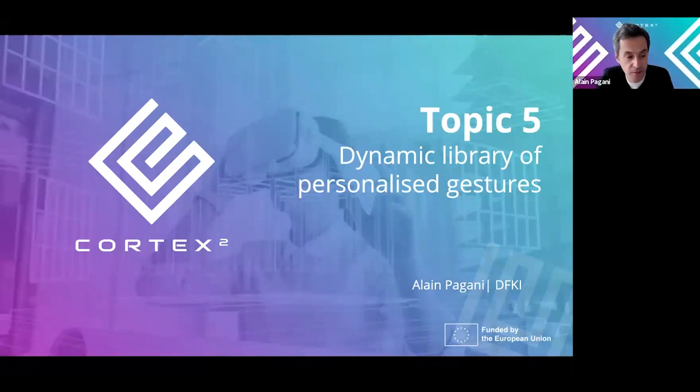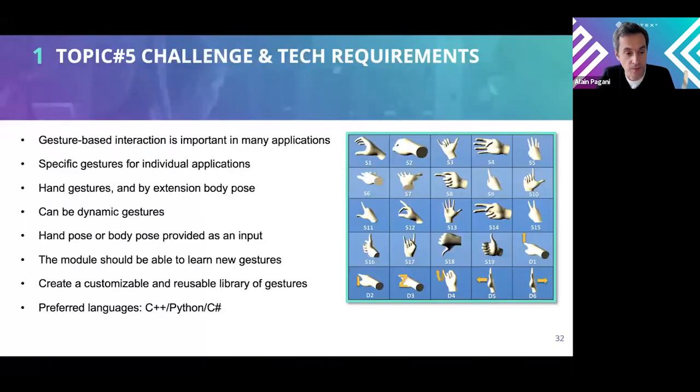everyone. I'm Alain Pagani from DFKI. I'm the project coordinator, and I will present you topic number 5, which is a dynamic library of personalized gestures. So why are we seeking that? You probably know that the aim of the Cortex project is to favor or to facilitate cooperation between distant persons using VR and AR. And in cooperation, it's very important to also understand what people are doing. So that's why we are interested in analysis of different gestures.